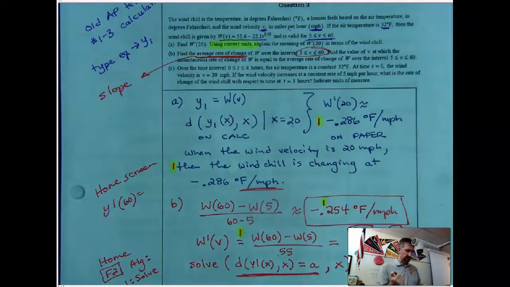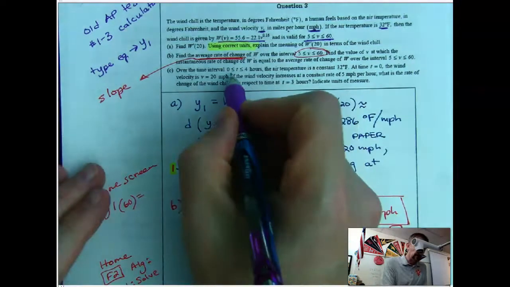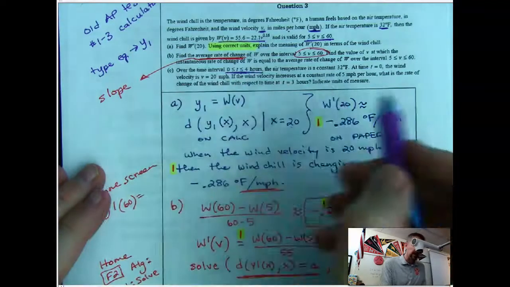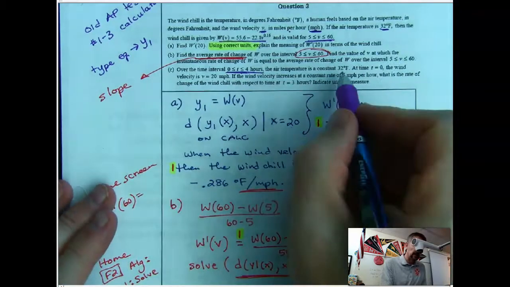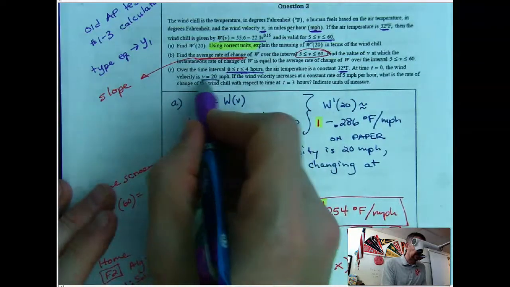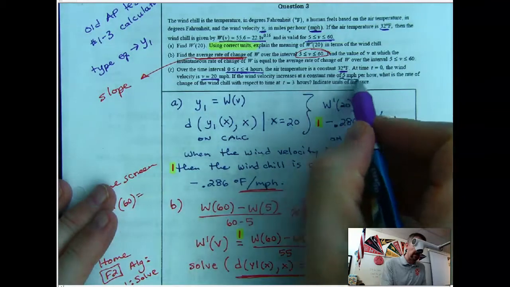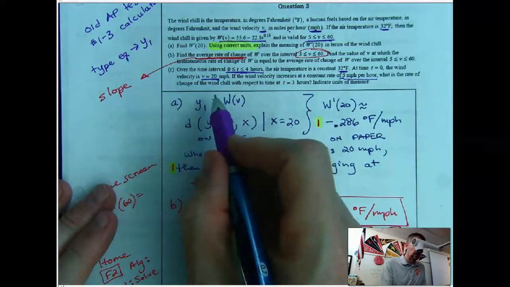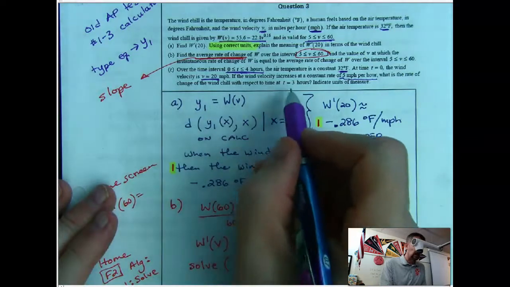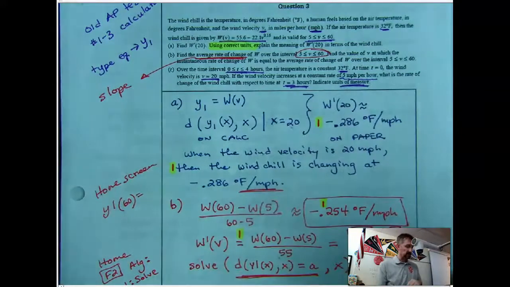All right. And finally, part C. So over that time interval, temperature is a constant 32 degrees. At time equals zero, the wind velocity is 20. The wind velocity increases at a rate of 5 miles per hour. What is the rate of change of the wind chill with respect to T hours? And it says indicate units of measure. So if you don't have the units on there, that's going to be a big deal.